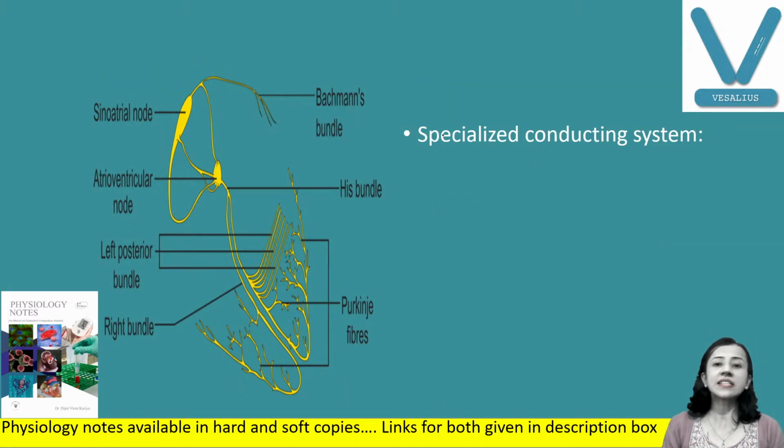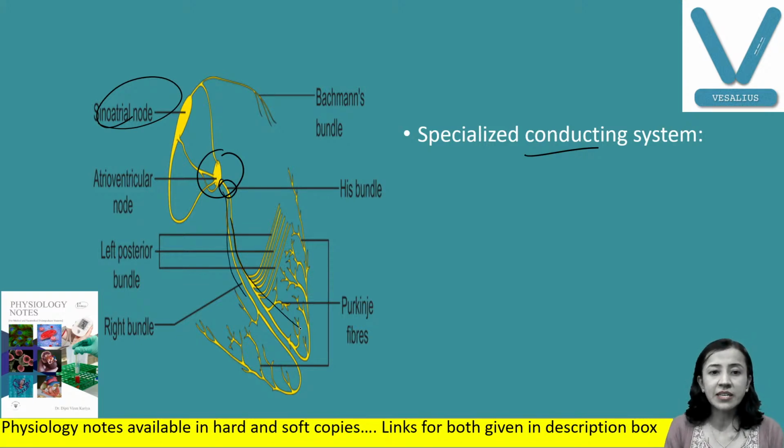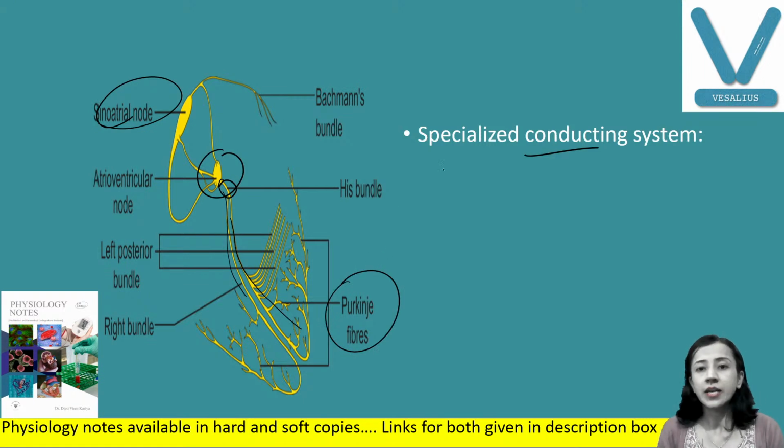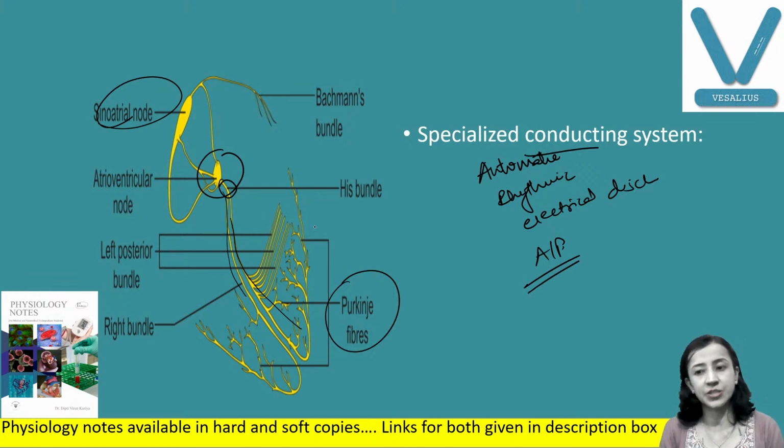Now, the other thing we all know is the specialized conducting system of the heart, which consists of the SA node, AV node, bundle of His, the right and left bundle branches, and Purkinje fibers. Because of this conducting system, the heart has automatic and rhythmic electrical discharge in the form of action potential. This action potential is generated as well as conducted across this conducting tissue.